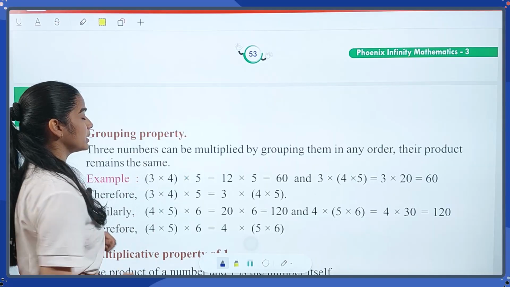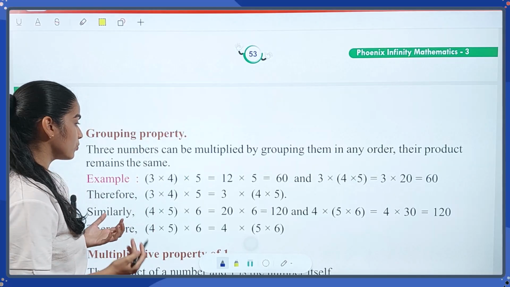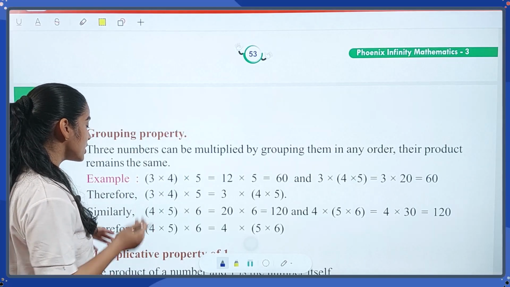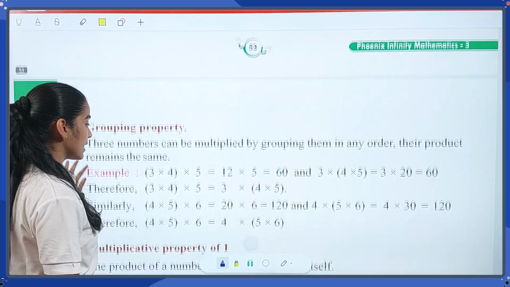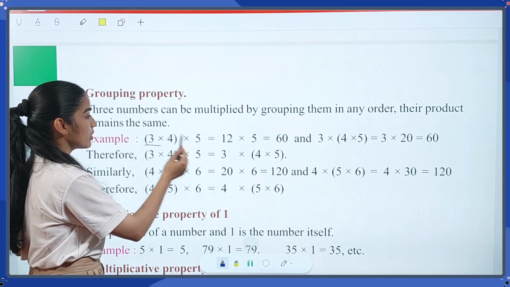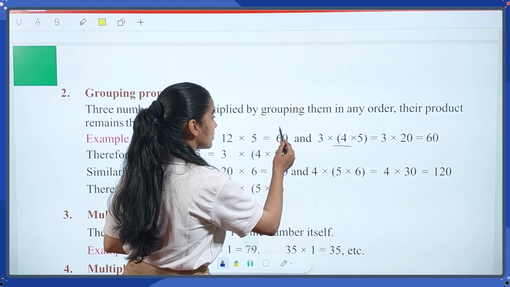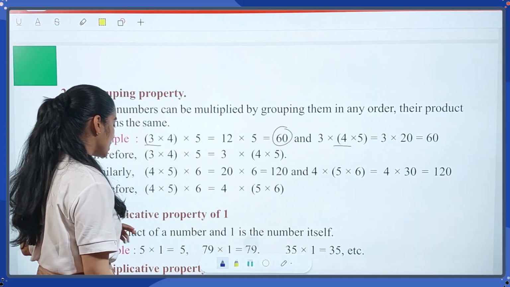Now the grouping property. Same as we do grouping in addition, there will be no change. The same thing applies here: if we change the grouping of the numbers, our answer will remain the same. In both cases we get 60.